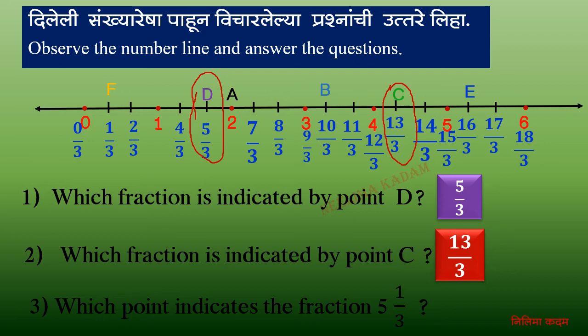Now 5 and 1 upon 3. See here, 5 complete and 1 upon 3. Otherwise, you can write it as an improper fraction, and then also you can locate the point. So 5 3s are 15 plus 1, that is 16. So 16 upon 3 means it is here. Therefore 5 and 1 upon 3, this fraction is denoted by the point E. Okay, it is denoted by point E.